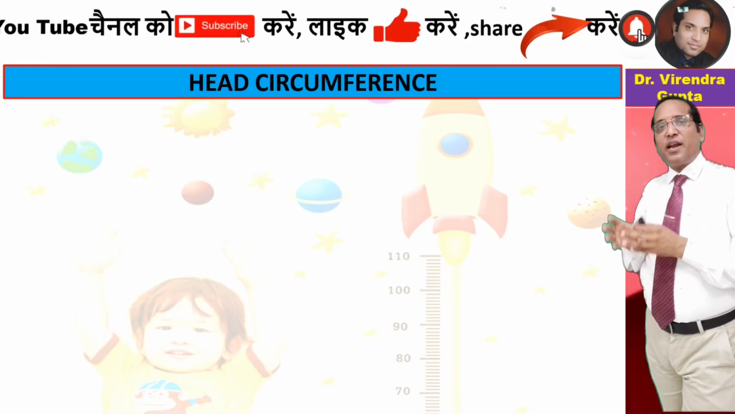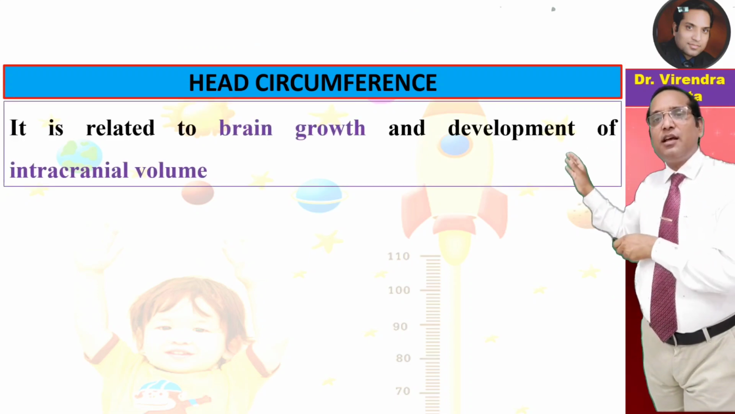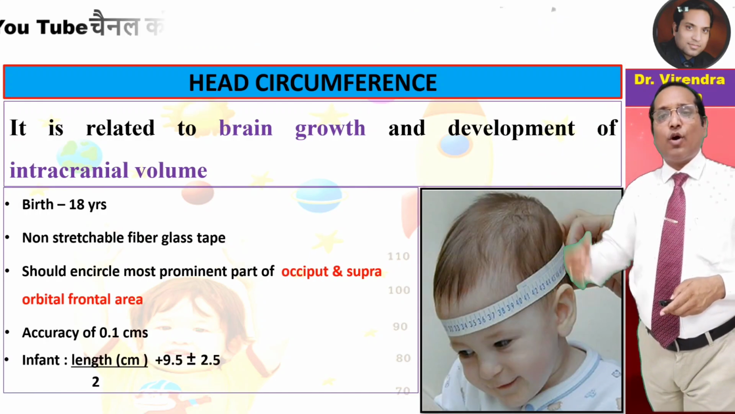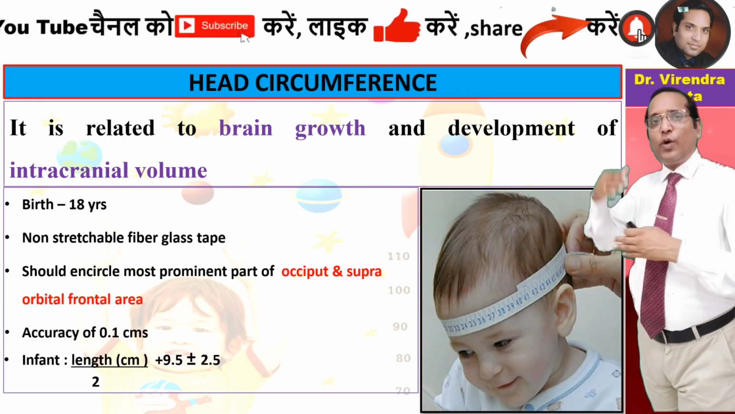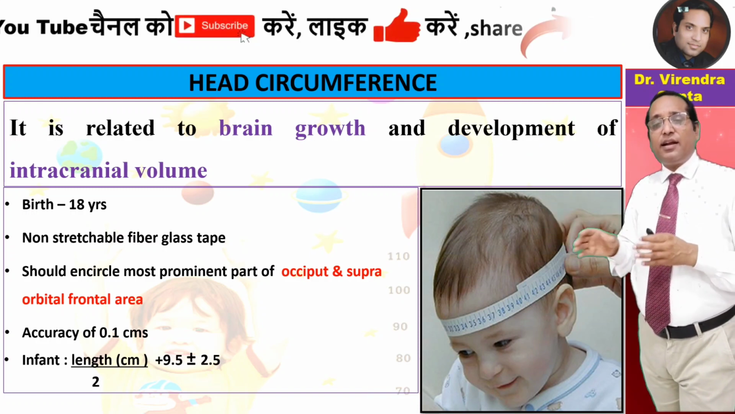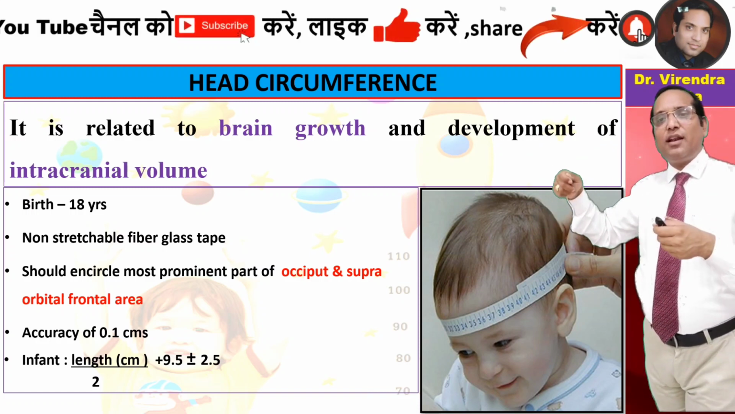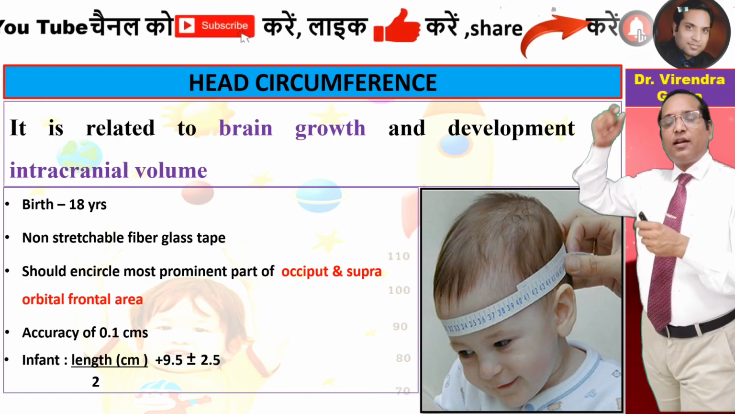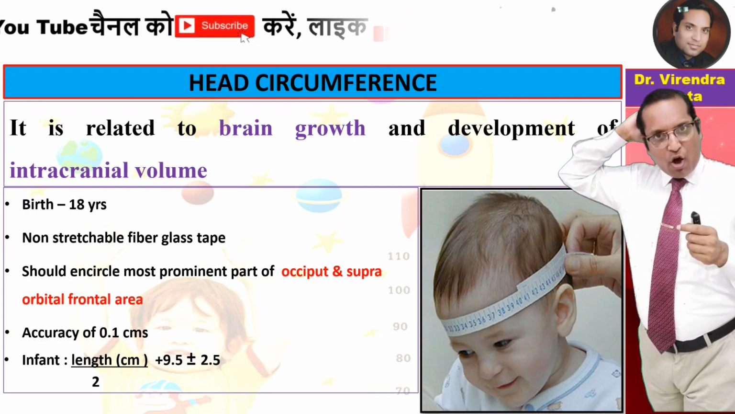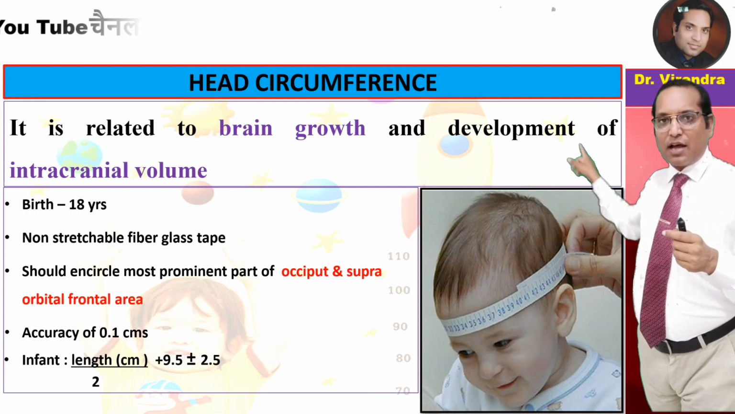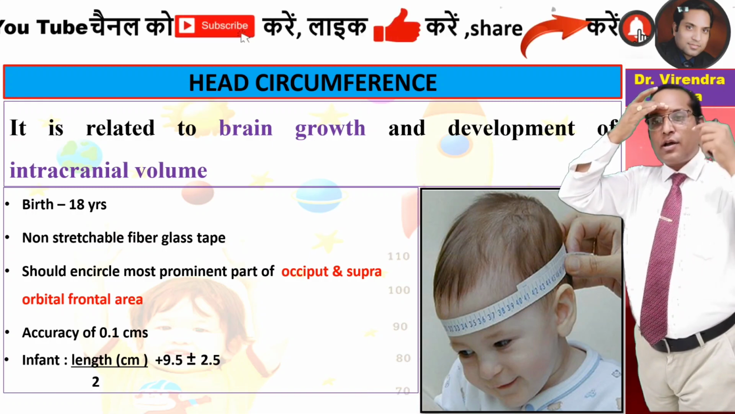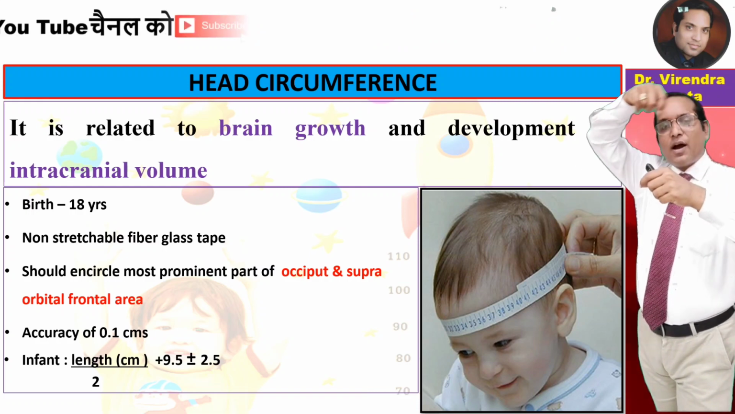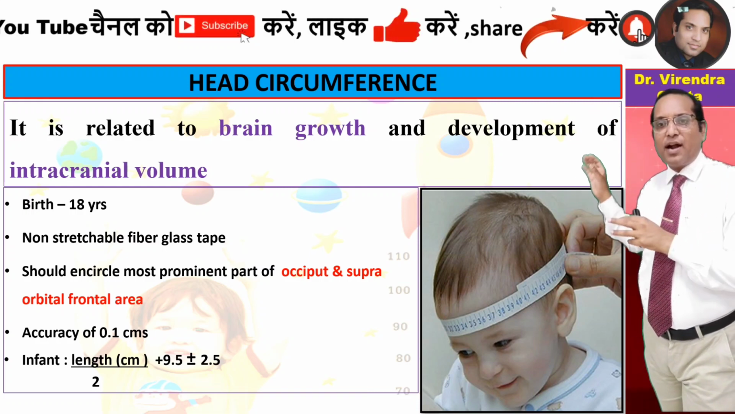So guys, next parameter is head circumference, which is related to the brain growth and development of the intracranial volume, and it increases up to 18 years of age. It can be taken with a non-stretchable fiberglass tape as you can see in the picture, and it should encircle the most prominent part of the occiput. You can see the child where the occiput and supraorbital and frontal area are. So guys, you encircle the tape around the head at the most prominent parts.